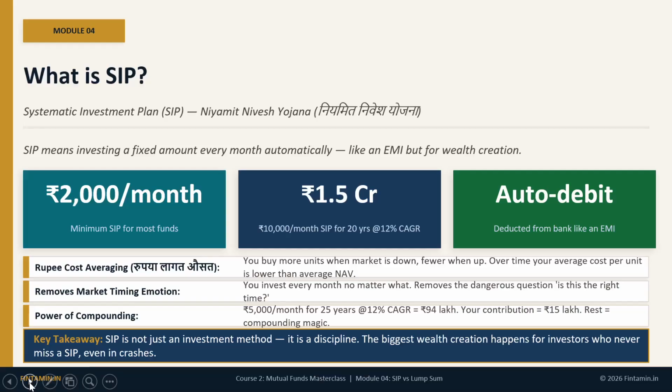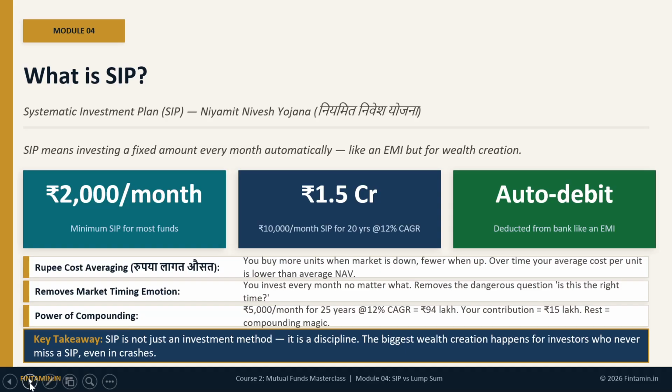What is SIP? SIP means Systematic Investment Plan. It means investing a fixed amount every month automatically. Think of it as an EMI, but instead of paying a bank, you are paying your future self. You set up a SIP of, say, 5,000 rupees per month. On the 5th of every month, 5,000 rupees is automatically debited from your bank account and invested in your chosen fund. You do not have to remember. You do not have to time the market.